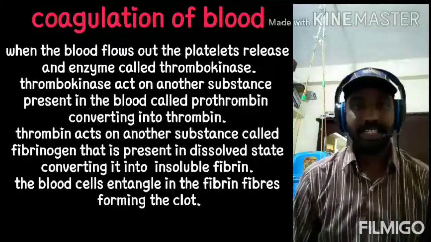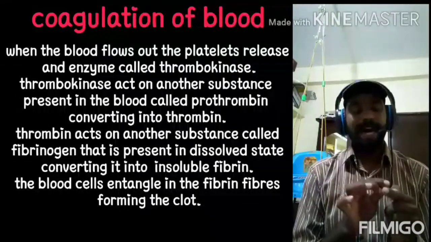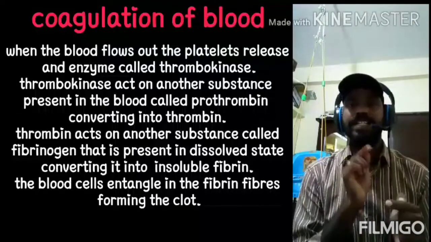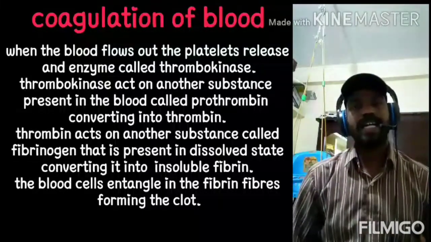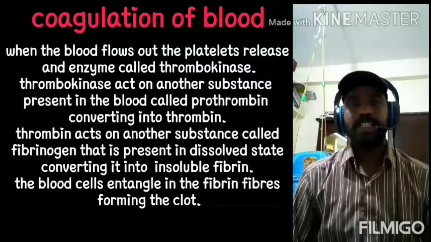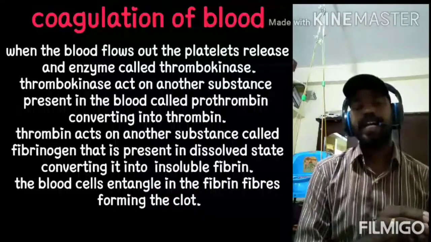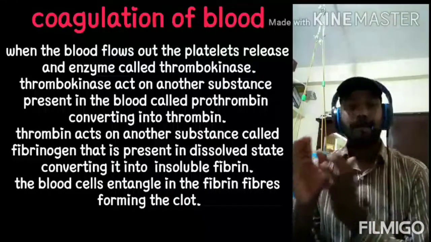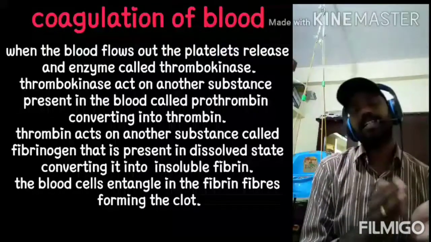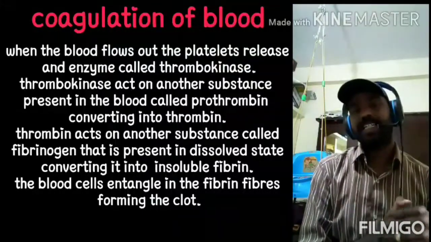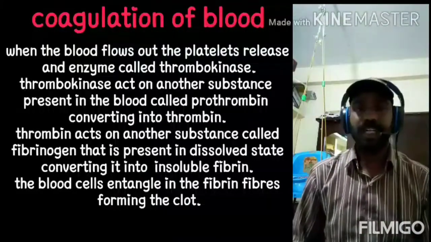First, in the injured part, blood platelets release one enzyme called thrombokinase. Thrombokinase is released by blood platelets. This thrombokinase acts on the prothrombin. So thrombokinase is an enzyme released by the blood platelets, and it acts on the prothrombin. This prothrombin is converted into thrombin.